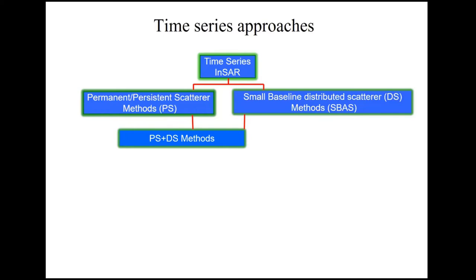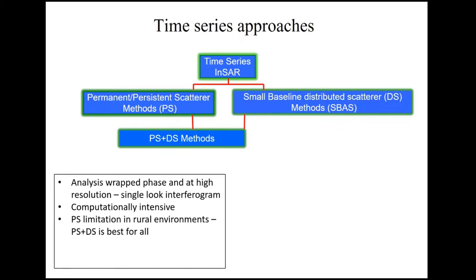Because of the time series, we can find some stable targets, what we call permanent or persistent scatterers. And sometimes we can deal with distributed scatterers, which are more available. When we're talking about the permanent scatterer, it should be a very stable object as a function of time, something human-made like a tower or a building. The other objects we refer to as distributed scatterers, which we call DS, and the persistent scatterer method we call PS. Recently, there is a certain approach to try to link the two methods together.